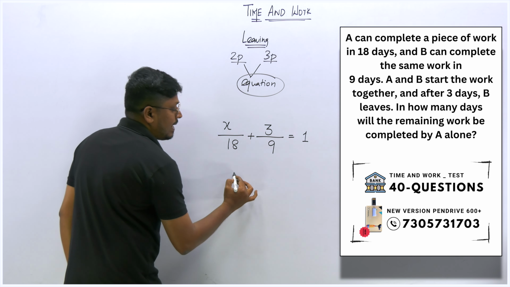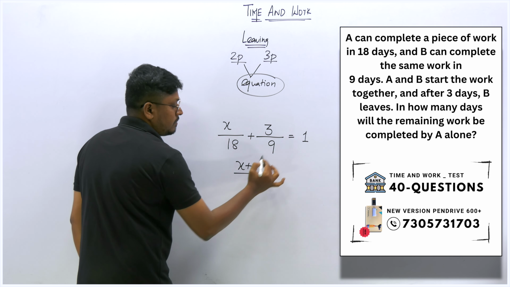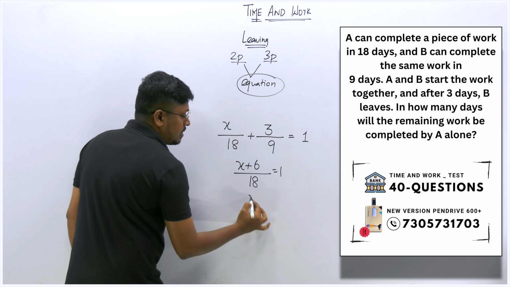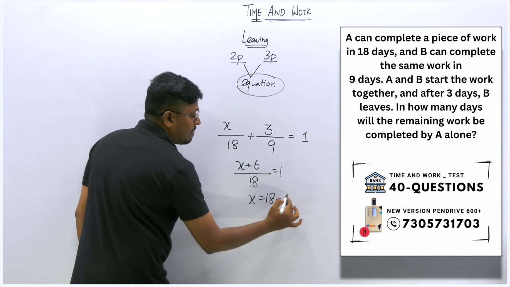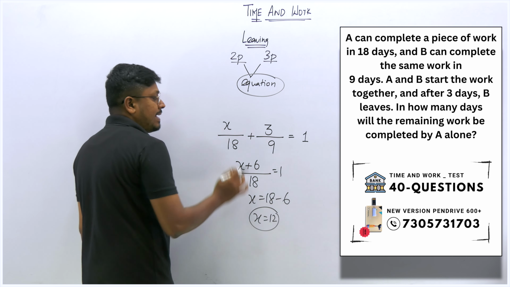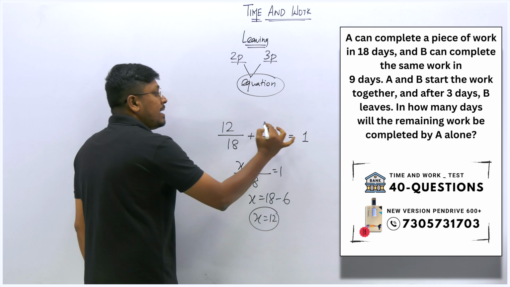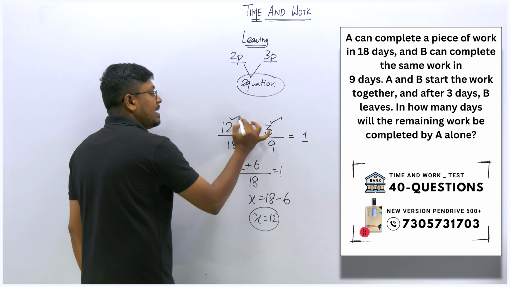So now we can take LCM as 18 here. So this will be X. 9, 6 is equal to 1. So X is equal to 18 minus 6. So X is equal to 12. That means 12 days. So A totally worked for how many days? 12 days. B totally worked for how many days? 3 days and 12 days.